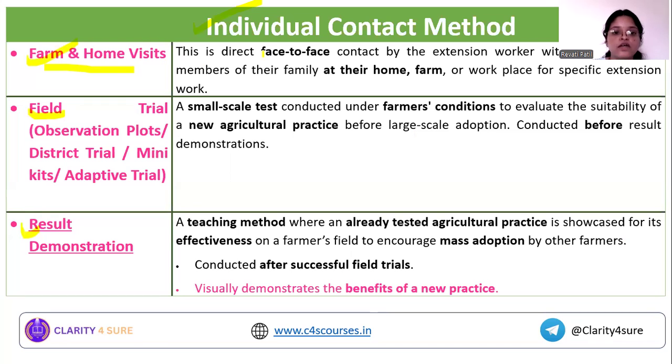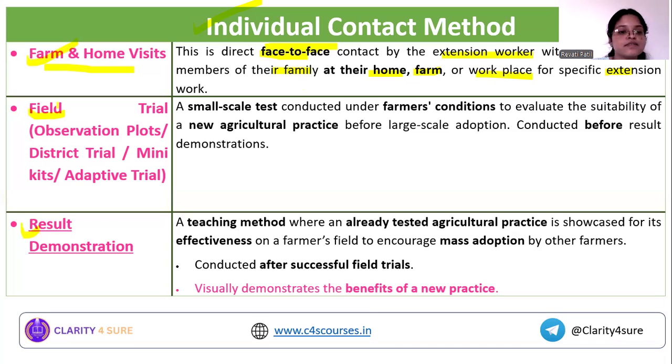Under farm and home visit, the keywords are face-to-face, and this is direct face-to-face contact by extension worker with people or members of their family at their home or farm or workplace for a specific extension work. For example, extension worker is visiting a farmer at his field, or their family members at their home for specific extension related work. Then it will be called as a farm and home visit. Okay, it is simple. The keyword here is a face-to-face contact for a specific extension work.